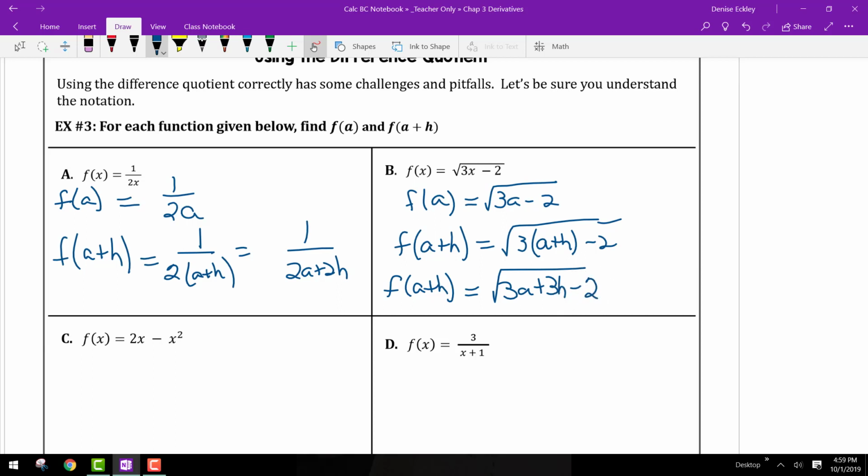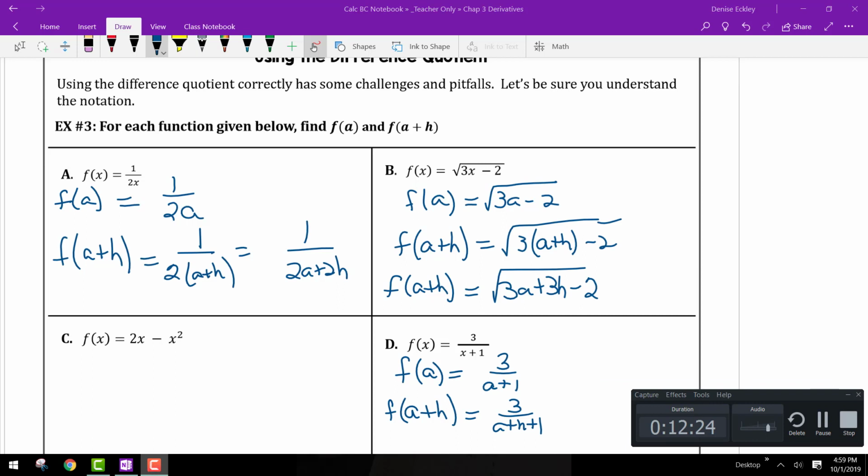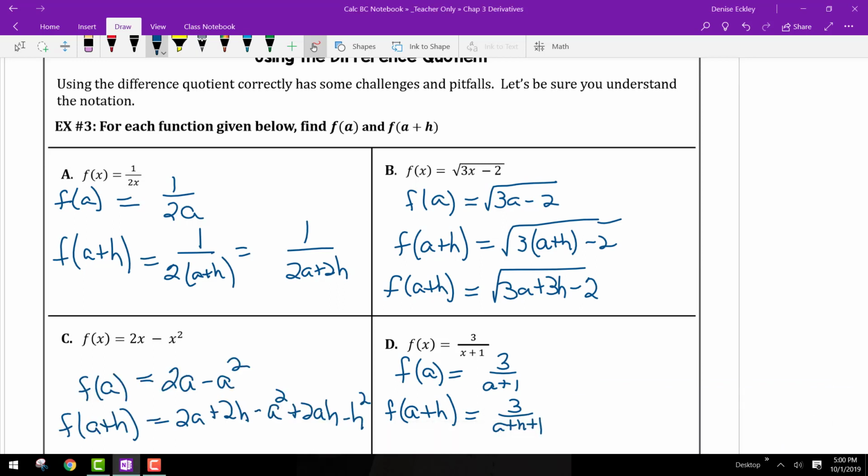I'm going to leave letter C for you to do, and I am going to do letter D. So f of a is going to be 3 over a plus 1, and f of a plus h is going to be 3 over a plus h plus 1. Okay, so pause the video and take a second to do letter C, and I'll put the answer on in a second. Okay, so there are the 2 answers for letter C. If you have questions, you can ask me in class tomorrow.